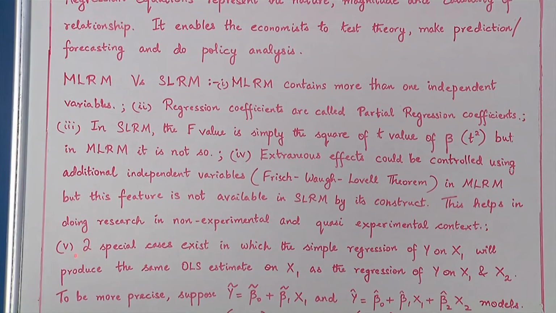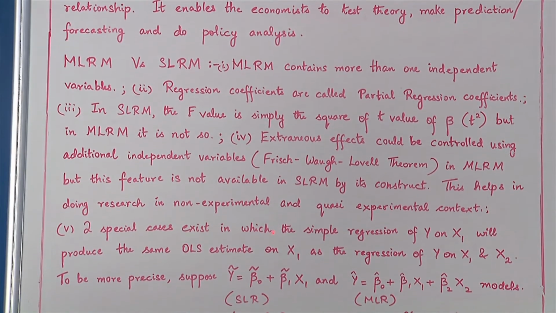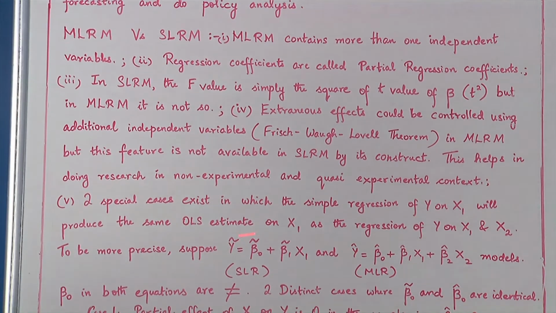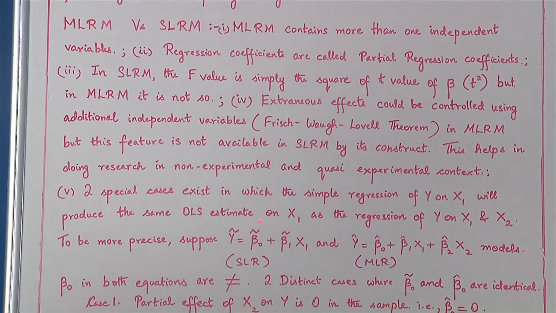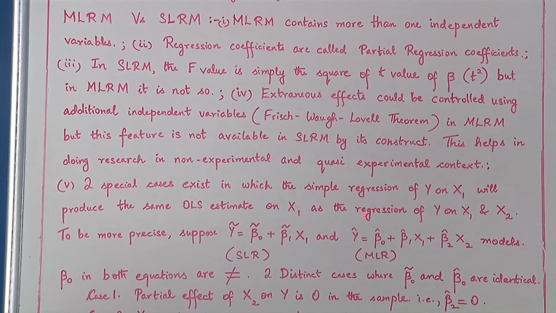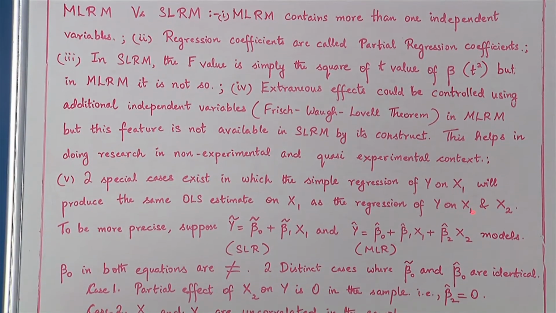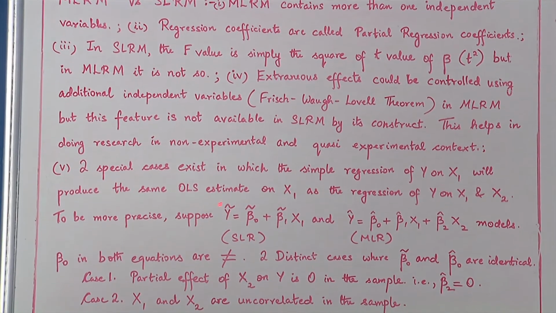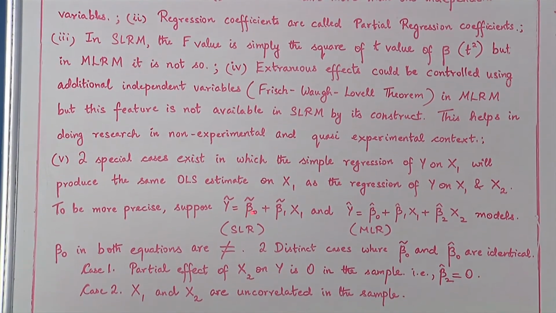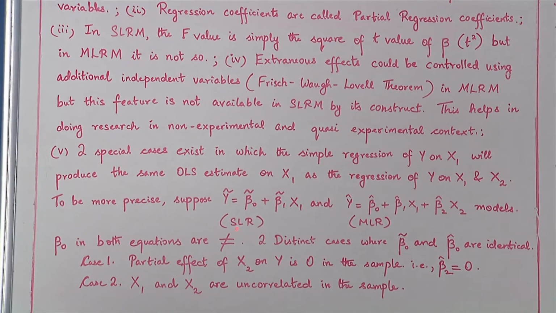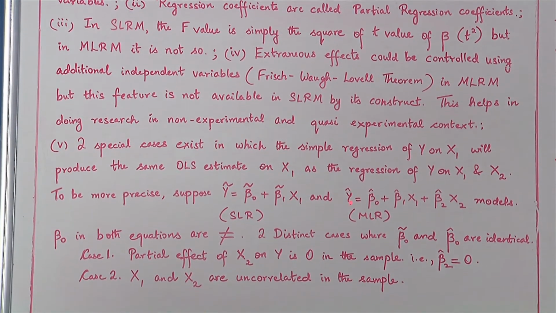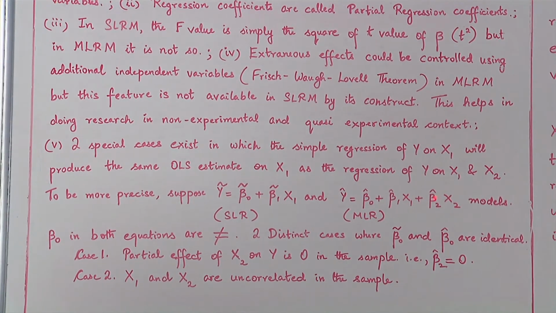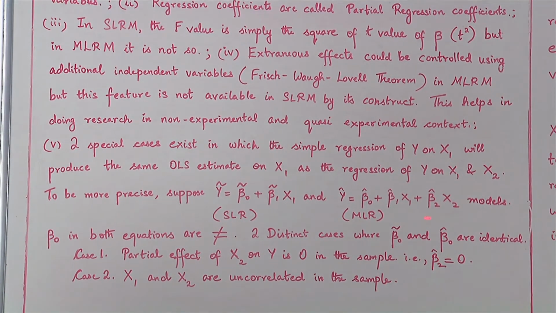The fifth difference is that two special cases exist in which the simple regression of y on x1 will produce the same OLS estimate on x1 as the regression of y on x1 and x2. So, to be more precise, suppose y hat is equal to beta naught hat plus beta 1 hat x1, this is an SLR model, and y hat is equal to beta naught hat plus beta 1 hat x1 plus beta 2 hat x2, which is an MLR model.